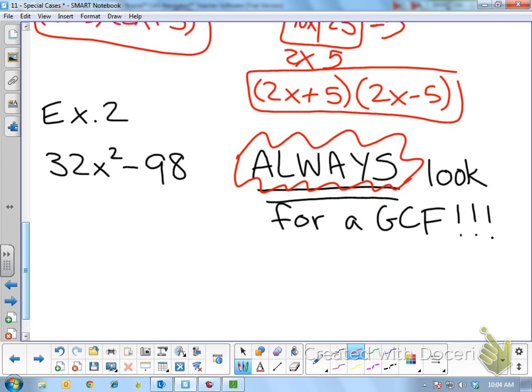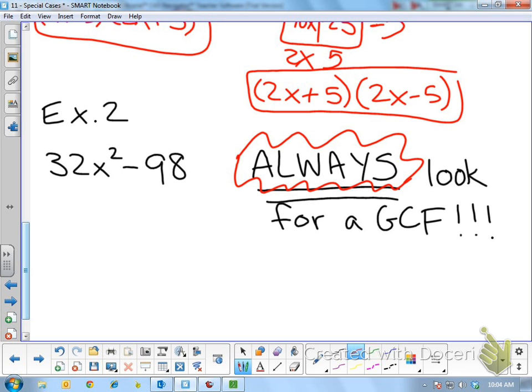So looking at this problem, what divides into both 32 and 98? A 2. A 2 for sure. Anything bigger, perhaps? 6. Okay, well 4 divides into 32. Does 4 divide into 98? Try 98 divided by 4 and see if it comes out as a whole number. What's it come out as, Colby? 49 over 2. We do not want to use a fraction. So 4 did not work.